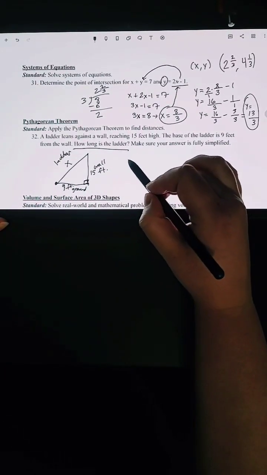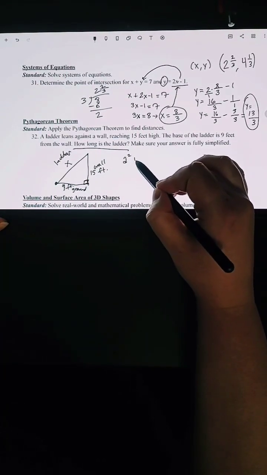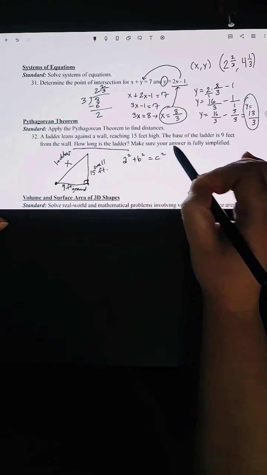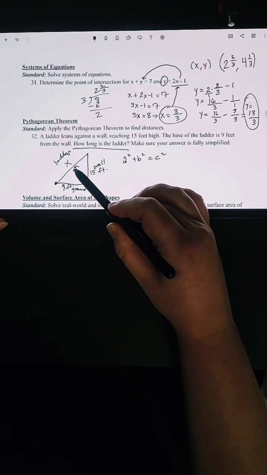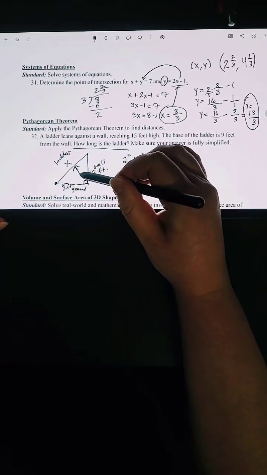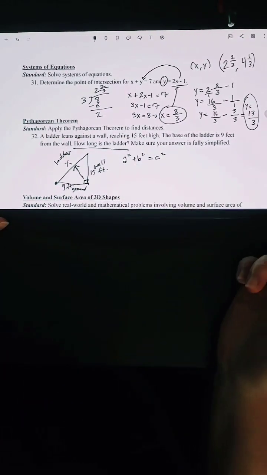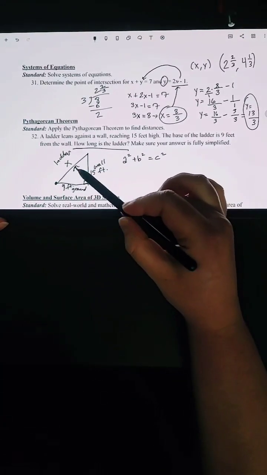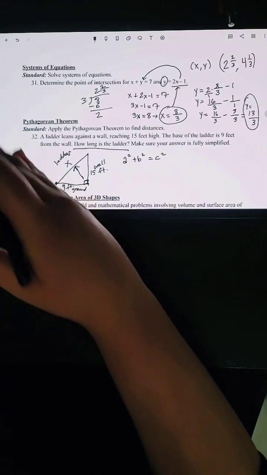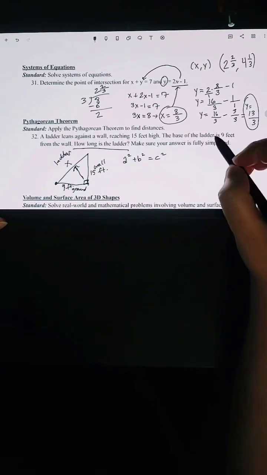Whenever that happens, you use the Pythagorean theorem, which says a squared plus b squared equals c squared, where c is always your hypotenuse, the one that's diagonal or across from the right angle. You could also think of it as the longest side, but you don't know that from just x. So I think it's easier for students to think of it as the one directly across from the right angle.